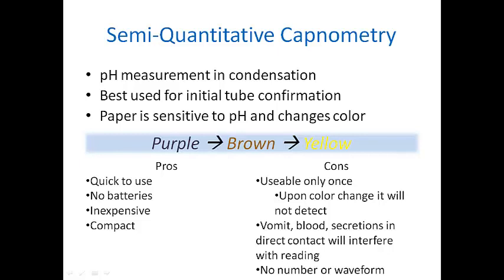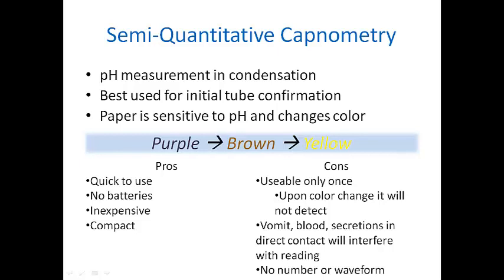Downsides associated with using this is that it's only usable once, and once you put it onto the tube and give a few breaths and the pH causes the paper to change color, you can't use it again to look at the maintenance of your tube. It will not change color if your tube is dislodged.